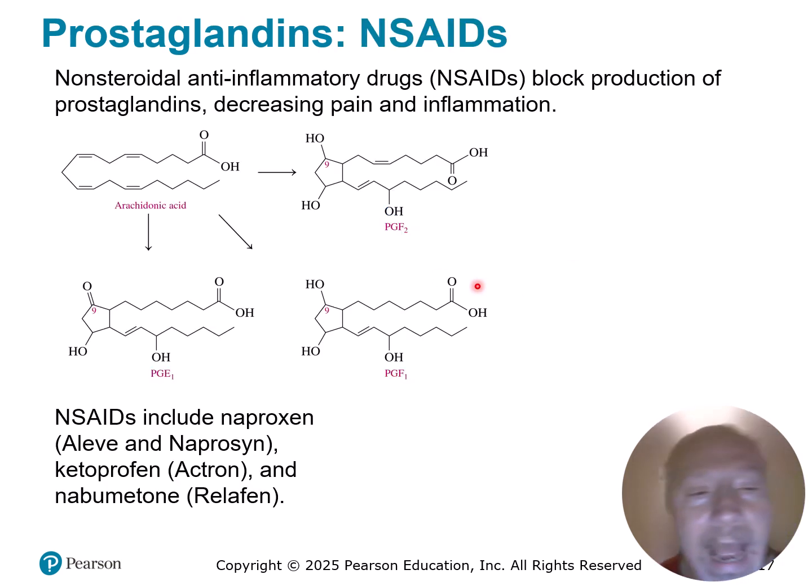So arachidonic acid can make many of these prostaglandins, and you can have PGF2 that we just looked at, PGF1, and PGE1. And this can be the arachidonic acid as a prostaglandin in different tissue. Different tissue has different variants of the prostaglandins. So NSAIDs, like we looked at aspirin, it can also be naproxen, which is in Aleve, and ketoprofen, Actron, and nabumetone, which can be Relafen. So there's many of these NSAID blockers.